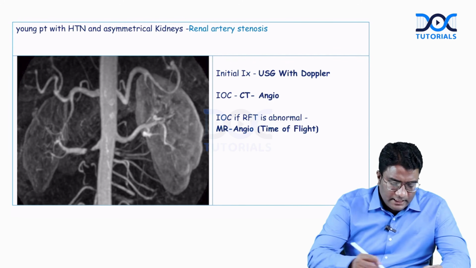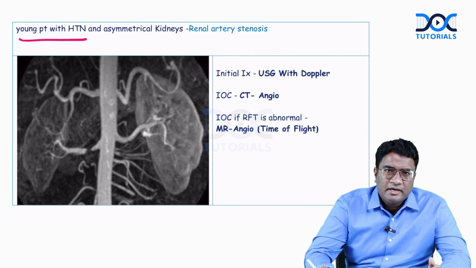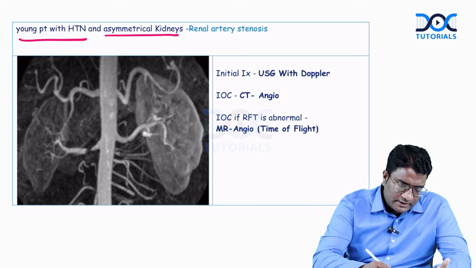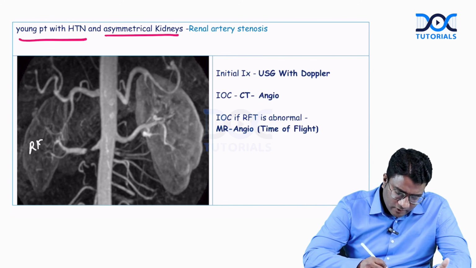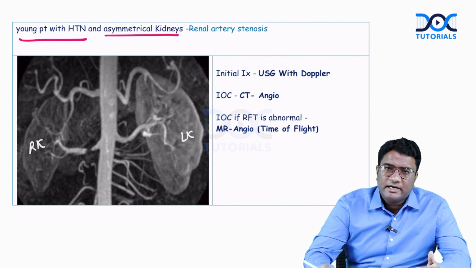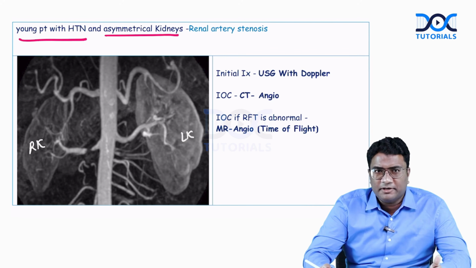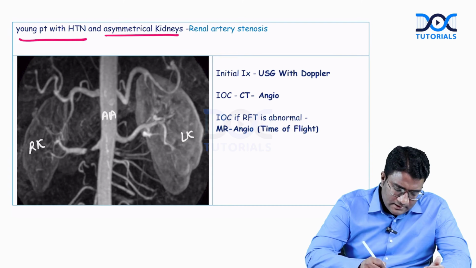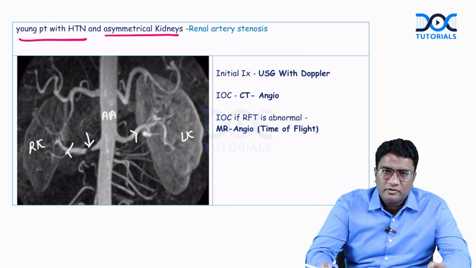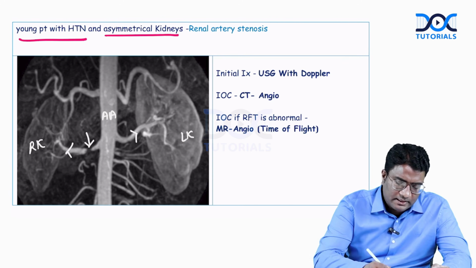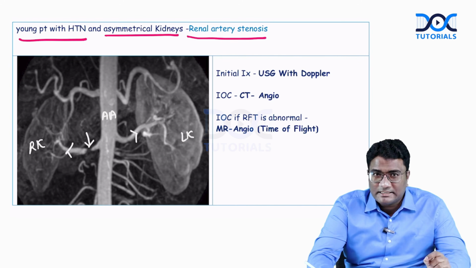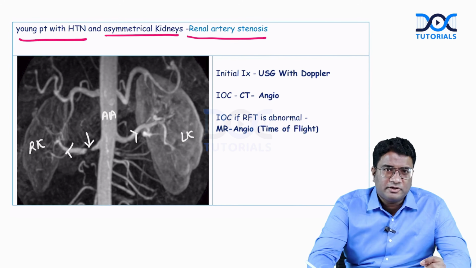And if you have a young patient with hypertension and on ultrasound you are seeing asymmetrical kidneys, you can see the image here. Look at the right kidney and look at the left kidney. Which kidney is smaller? The right kidney is smaller. And if you observe the vessels, this is the abdominal aorta. These are the renal arteries. At the beginning of the right renal artery, you are seeing a narrowing. This is basically renal artery stenosis. So, a young patient with hypertension showing asymmetrical kidneys, suspect renal artery stenosis.